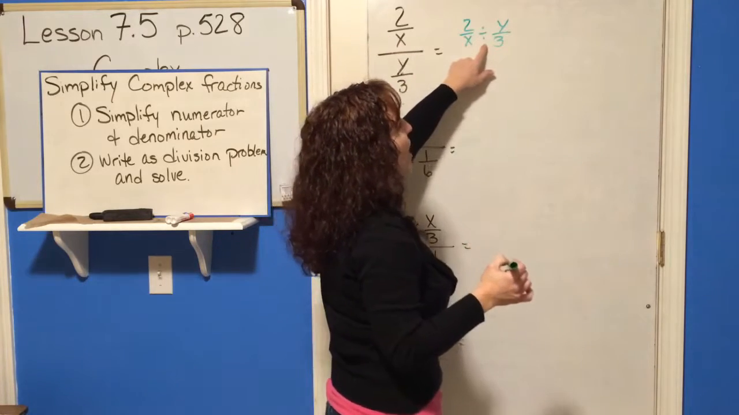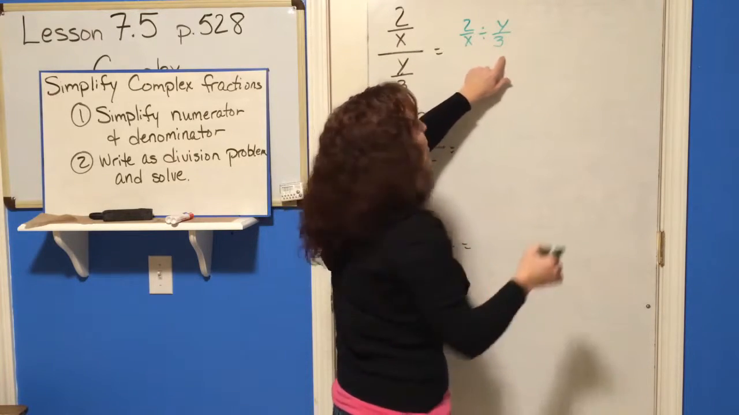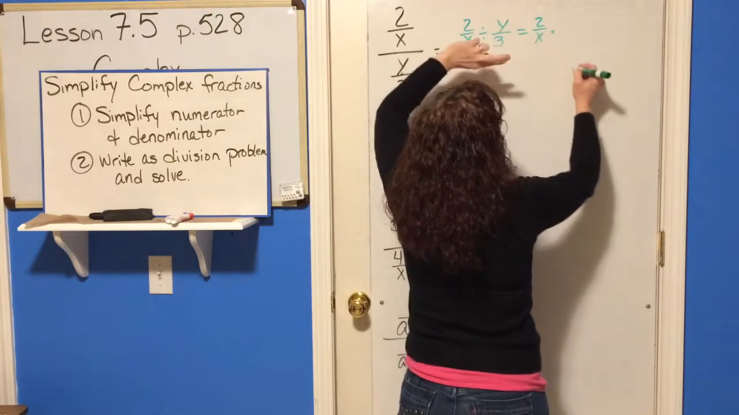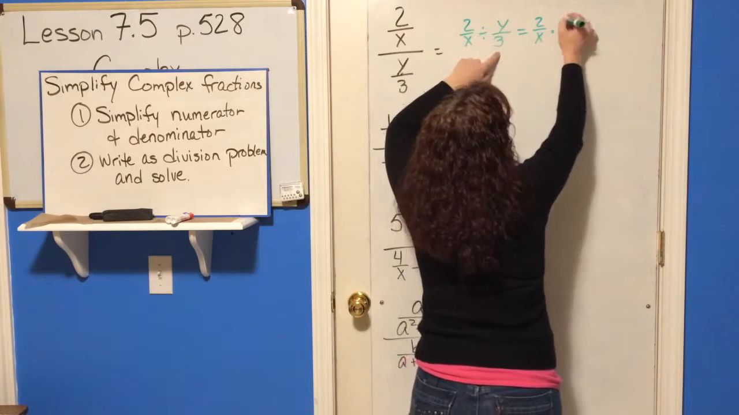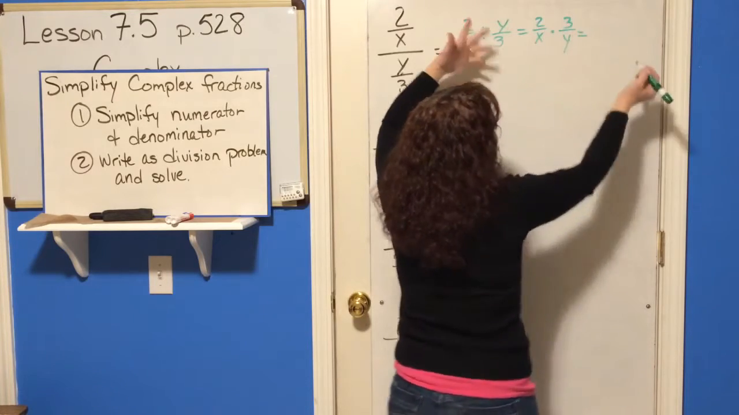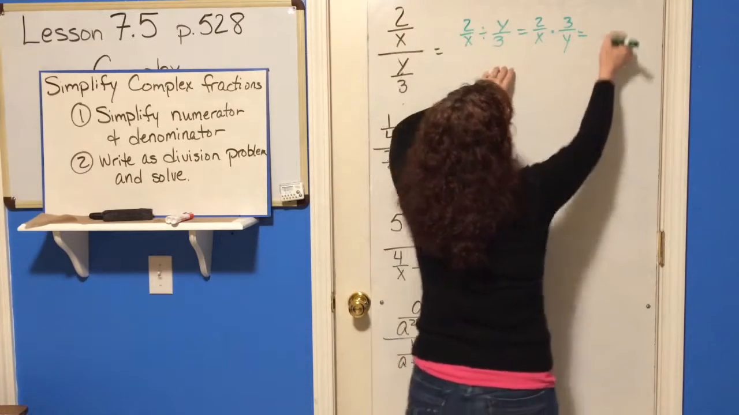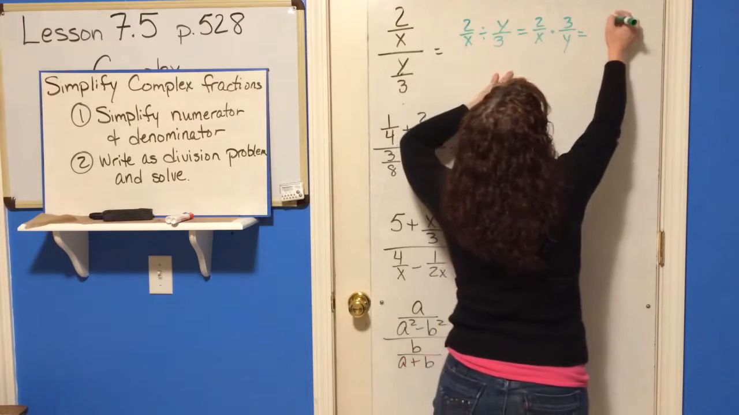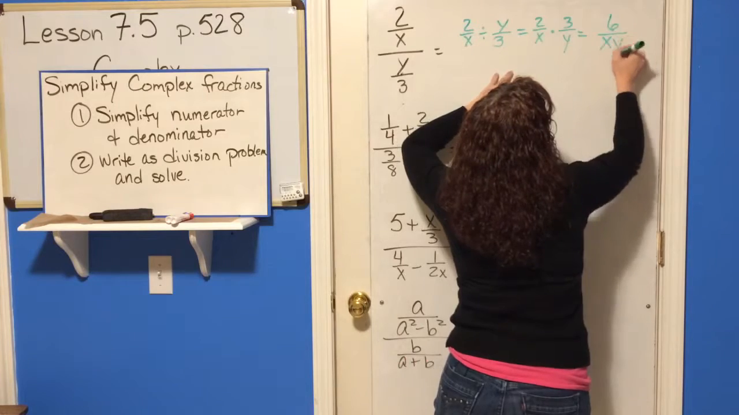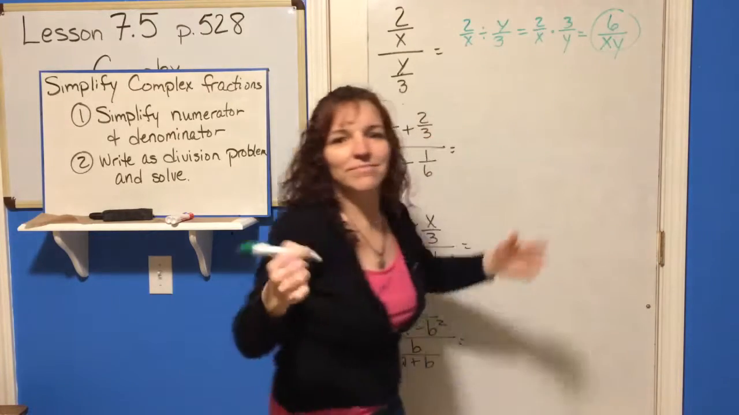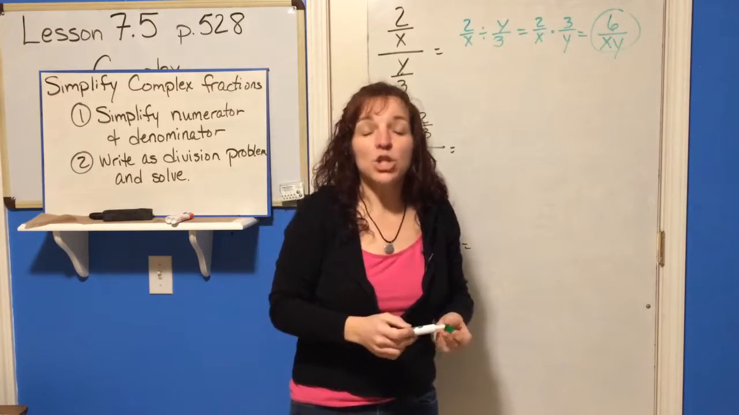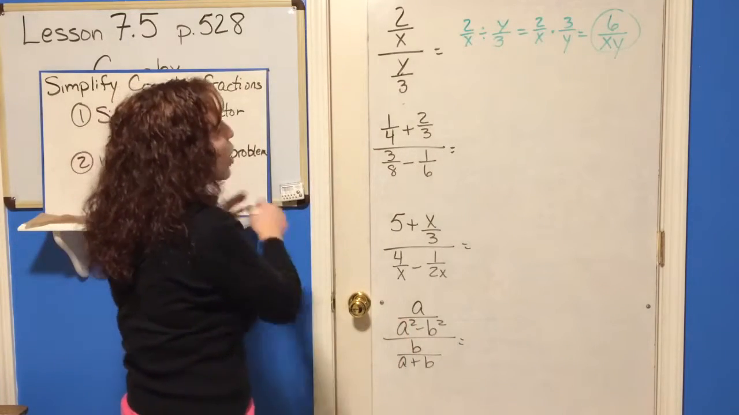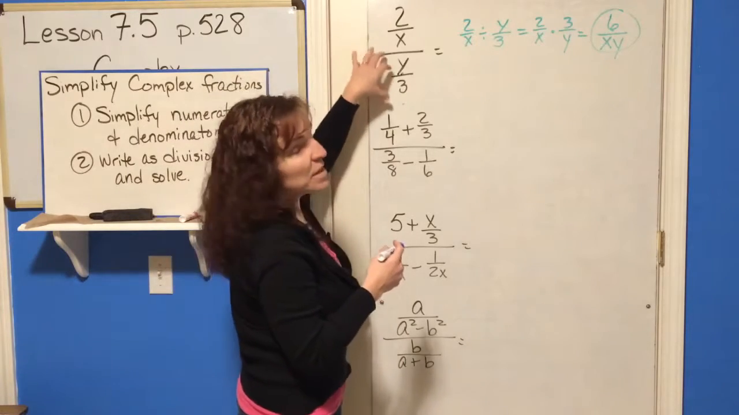And remember, when we divide fractions, we flip the divisor. So 2 over x, flip the second number and multiply, so 3 over y, and then just multiply straight across. 2 times 3 is 6. See if anything will cancel, and in this case it won't. So 2 times 3 is 6 over x y, and you're done. Easy, easy, easy. So simplify the top, simplify the bottom, and then combine them. Now that one was easy because they were simplified already.